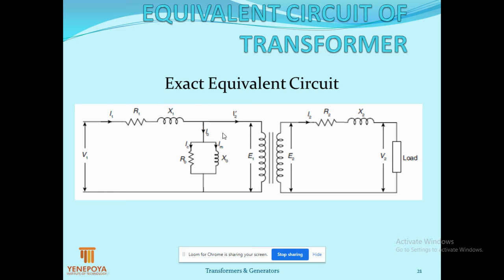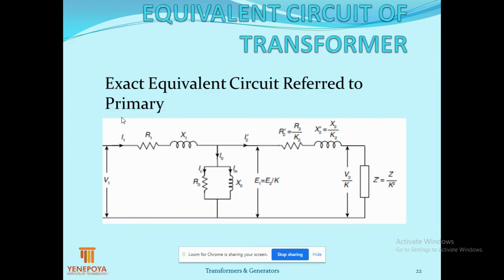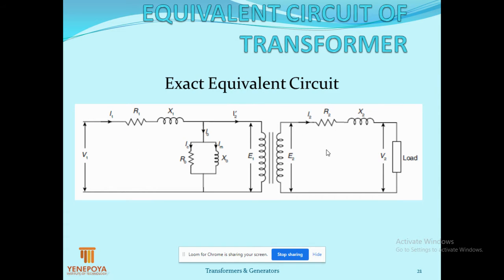V1 is the input voltage and E1 is the EMF induced. E2 is the EMF in the secondary, and V2 is the voltage available to the load after the drops I2 R2 and I2 jX2. R2 and X2 are the secondary side resistance and reactance, and R1 and X1 are the primary side resistance and reactance. R0 and X0 are the shunt branch resistance and reactance, where a small amount of current will flow.